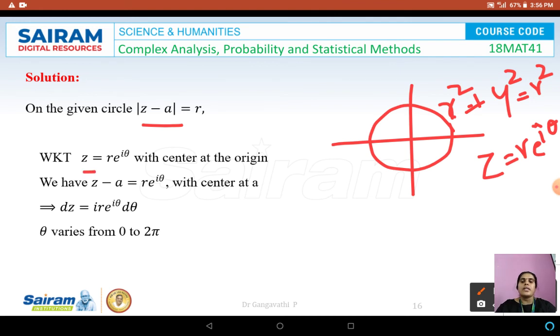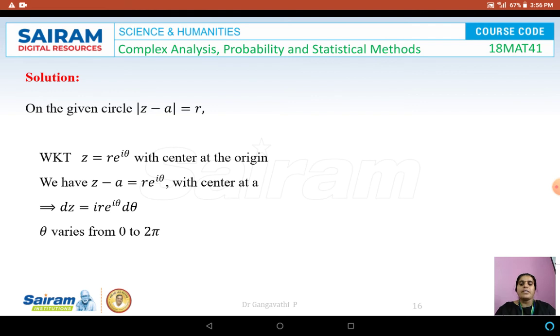Even z is also a circle, so in place of z we can substitute z minus a. Therefore we have z minus a is equal to r e power i theta, and since it is a circle, the limit of theta will be 0 to 2 pi.